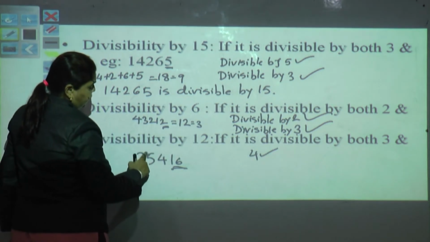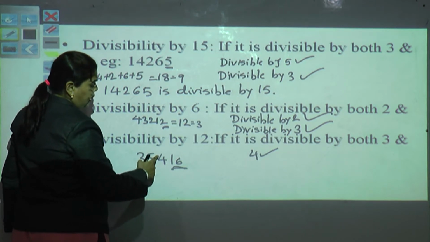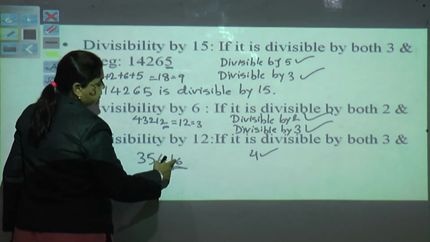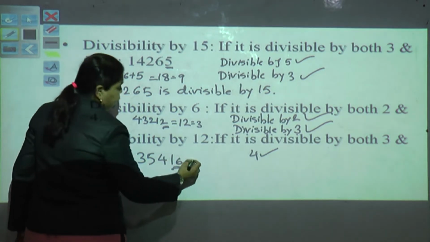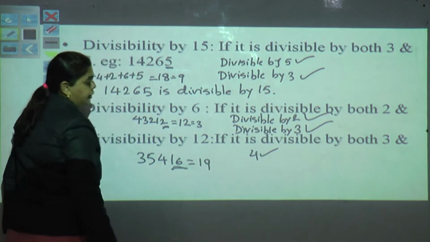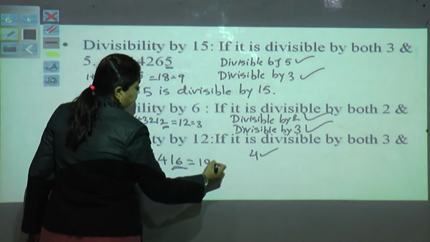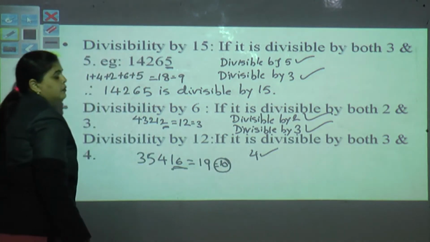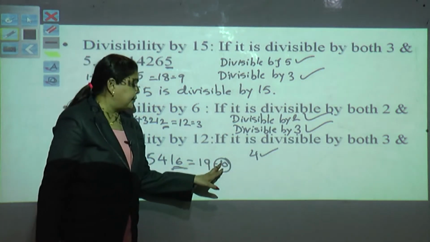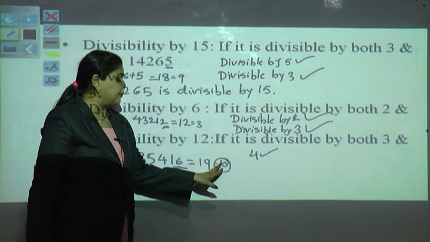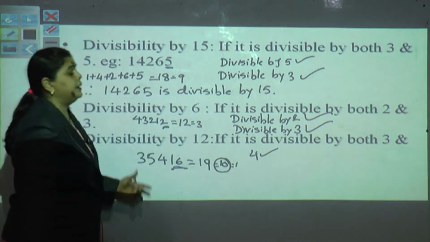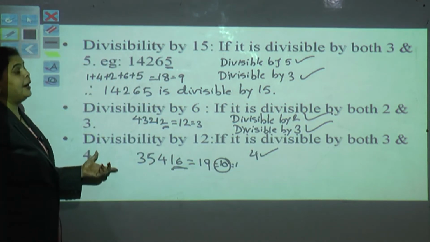This is 3, 5 plus 3 is 8, 8 plus 4 is 12, 12 plus 1 is 13, 13 plus 6 is 19, 9 plus 1 is 10, and 1 plus 0 is equal to 1. So we can say that this given number is not divisible by 3.